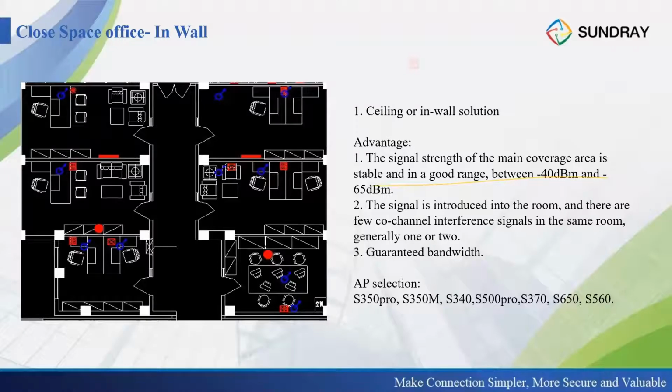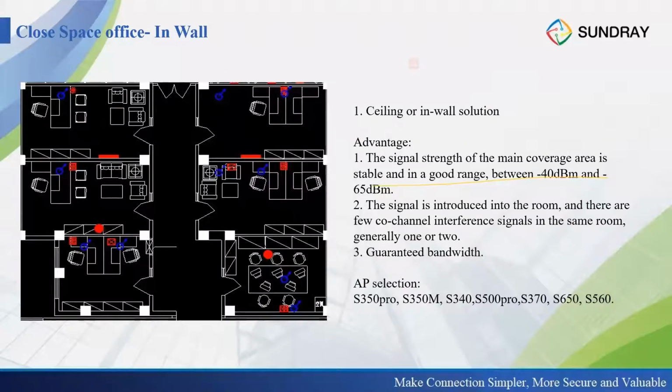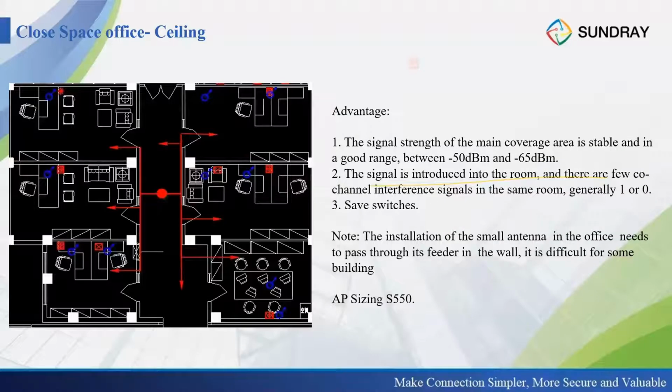One thing is in the office, we recommend using a dual band AP, because for the dormitory or the hotel, we can use a single band AP. For example, our S200, that AP we can use in the dormitory. We can use it in the hotel room, on the ceilings.